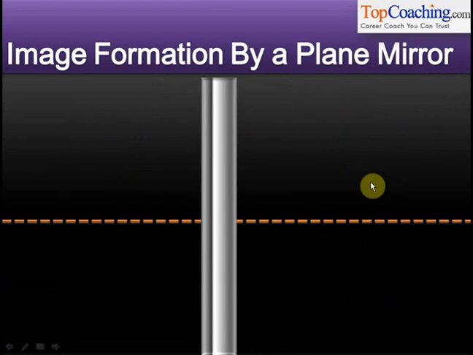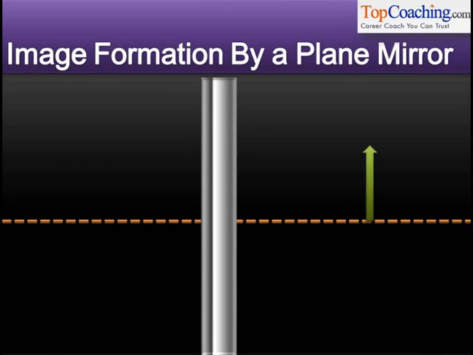We had also studied image formation by a plane mirror in previous classes. Let us again revise this image formation in this class. This vertical mirror you see on your screen, this grayish white one, is a plane mirror. This orange dotted line is the normal to the mirror. It is perpendicular to the mirror.